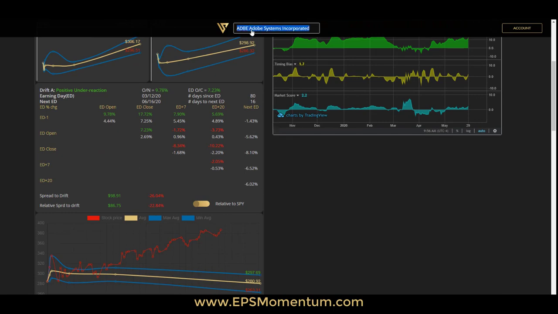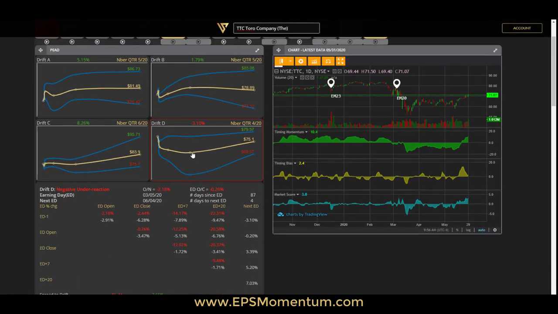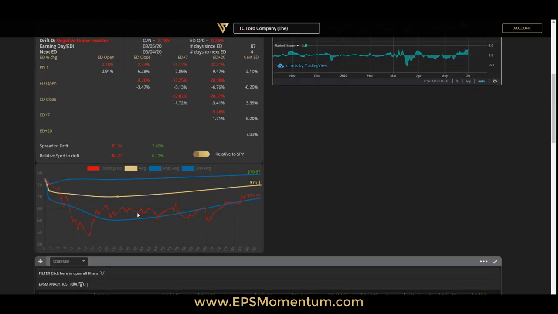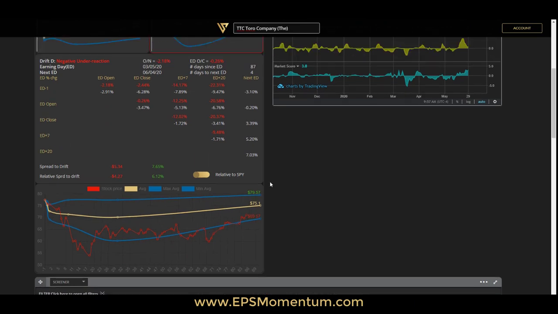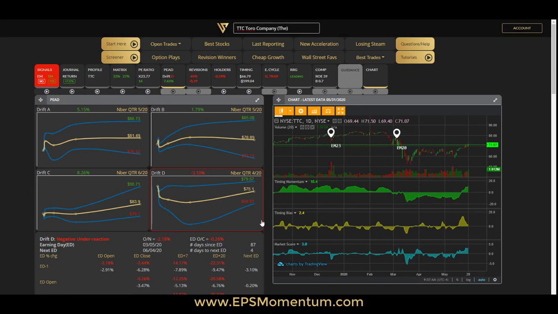So if you take another stock, TTC Toro Company, for example, that's in drift D, 4 out of 20 going down, 3% down. You can see this is kind of spot on as well. Went down and then back up and stayed in the funnel here. So again, very unique and useful. This is something that you won't find anywhere else. This is a truly unique piece of analytics.